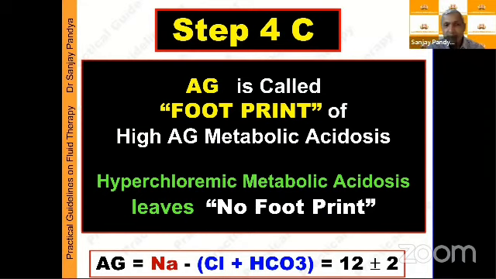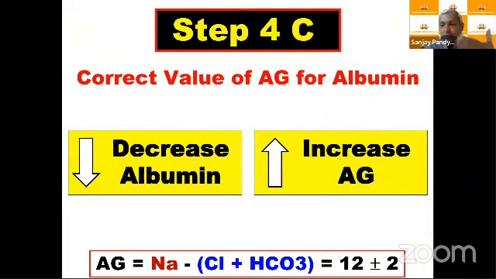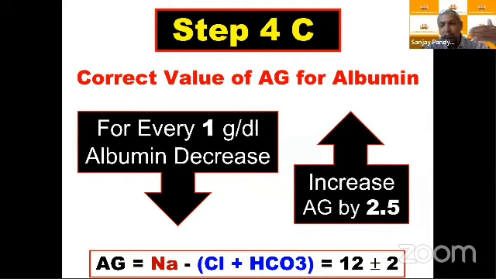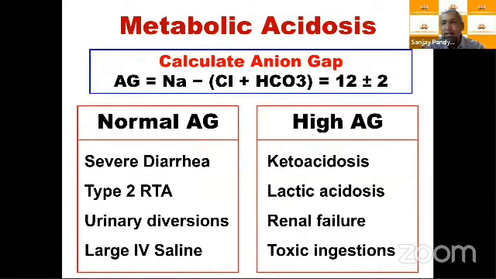To calculate it, we need to look at the albumin. Decreased albumin will lead to increased anion gap, and for every 1 gram per dL fall in albumin, anion gap will increase by 2.5. So this is how we calculate. Calculating anion gap is important, because if anion gap is normal, we have causes like severe diarrhea, renal tubular acidosis, urinary diversion, large volume of saline infusion. If we have high anion gap metabolic acidosis, causes are ketoacidosis, lactic acidosis, renal failure, and toxic material ingestion.